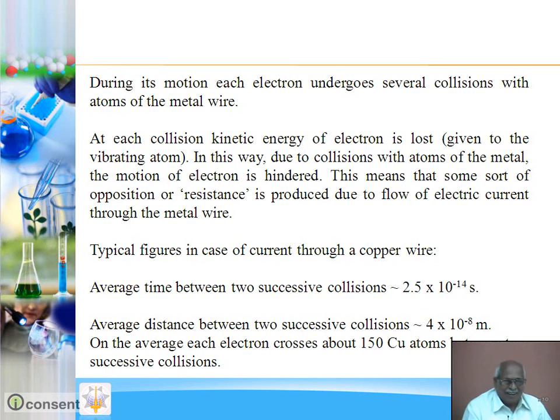This explains heating effect of electric current. Anyway, for the time being, we are concerned with electron. So how is the motion of electron? Not very smooth. At each collision, it has to lose all the kinetic energy and start fresh.